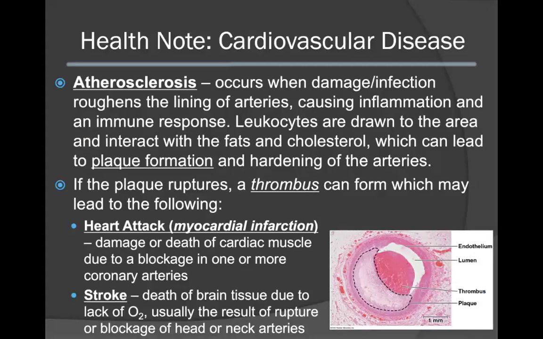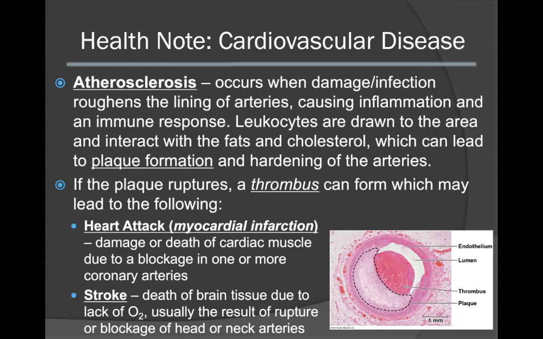Atherosclerosis typically occurs whenever there is damage or infection that cause the roughening of the lining of the arteries. This will then cause inflammation as well as an immune response. Leukocytes will be drawn to the area and interact with the fats and cholesterol that attach to the lining of the artery. This can then lead to the formation of a plaque and hardening of the artery itself. If the plaque eventually ruptures, a thrombus can form, as seen on the slide before. This can be very detrimental and may lead to a heart attack as well as a stroke.